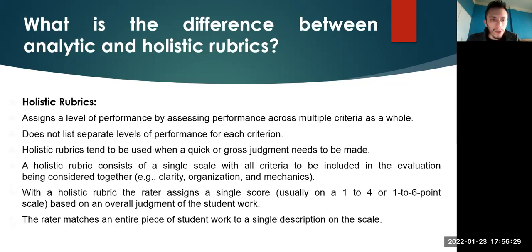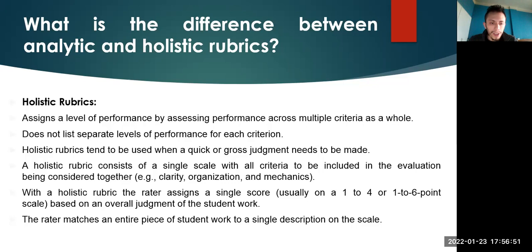What is the difference between analytic and holistic rubrics? Second, a holistic rubric assigns a level of performance by assessing performance across multiple criteria as a whole. It does not list separate levels of performance for each criterion. Holistic rubrics tend to be used when a quick or gross judgment needs to be made.